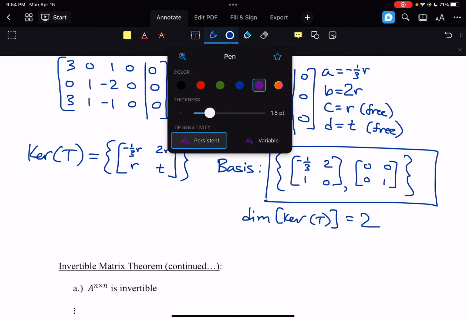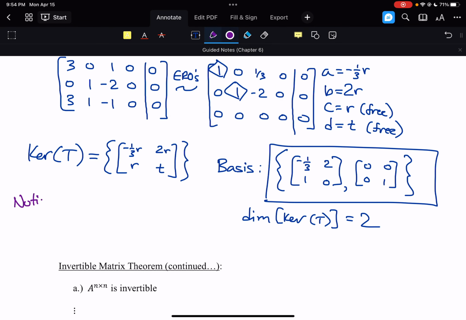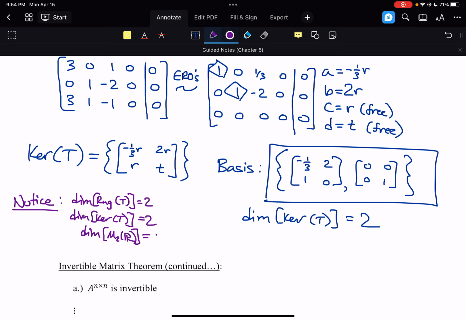So notice, the dimension of the range of T is 2. The dimension of the kernel of T is 2. The dimension of M2 is 4. And 2 plus 2 is 4. So this does satisfy that theorem. So their sizes are correct and appropriate.